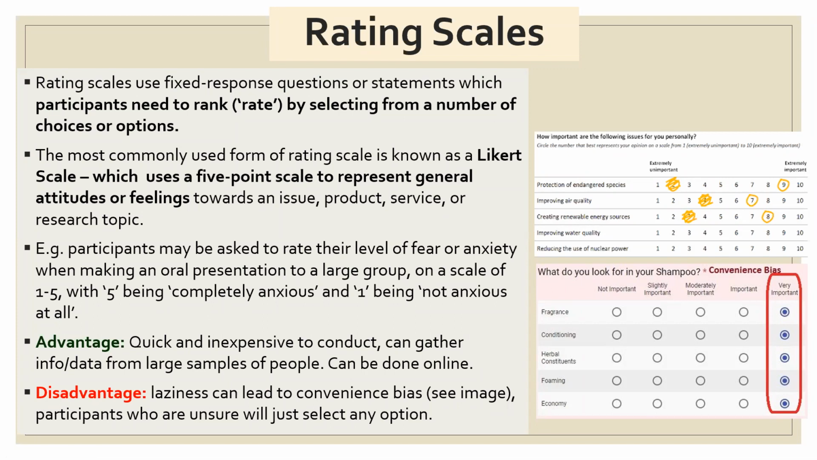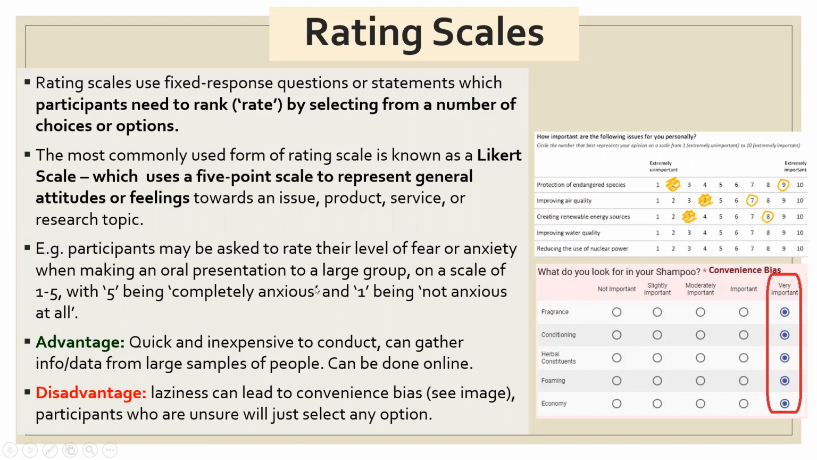Rating scales basically use fixed response questions that participants need to rank or rate. So they have a number of options and they've got to select from them. If your feelings towards protection of endangered species are something like, oh, I don't really care about that, you might tick number 2 here. Whereas if you think that it's more important, you might tick number 9. So obviously we all know how it works.